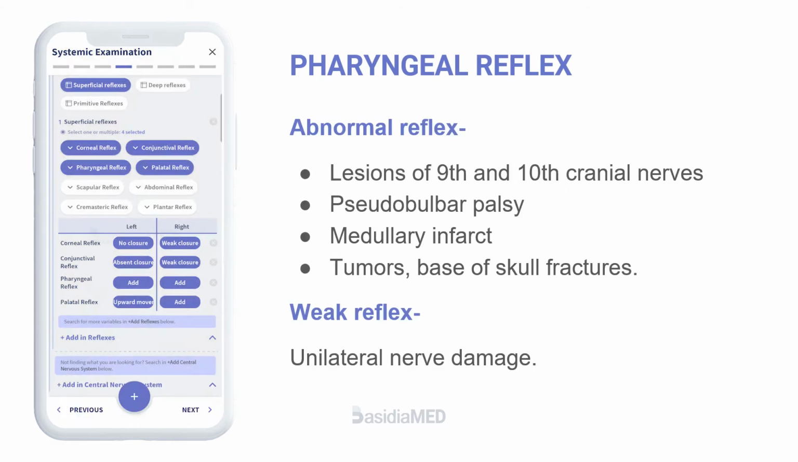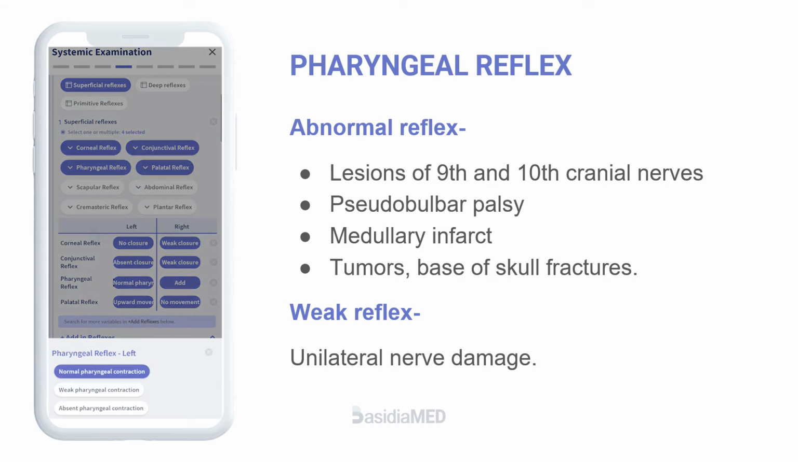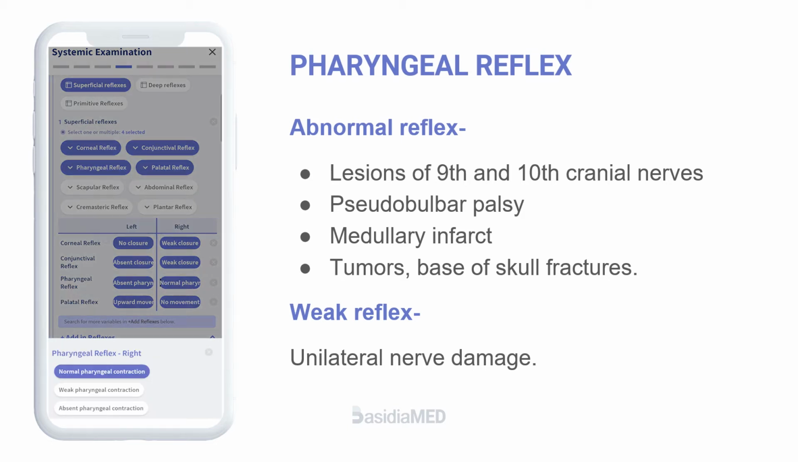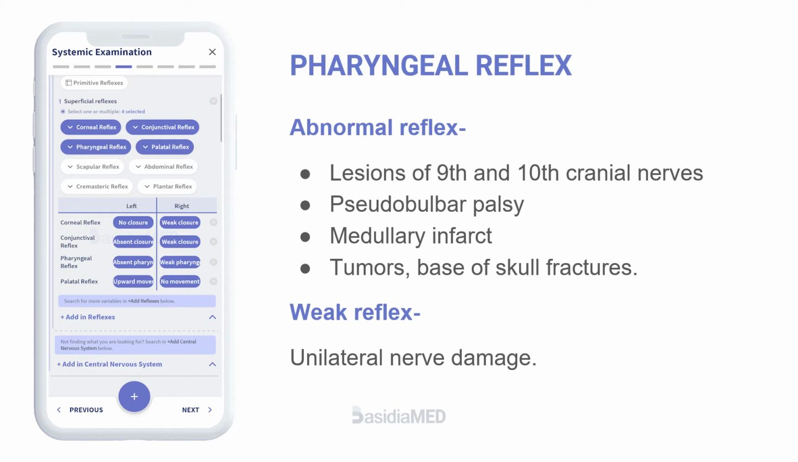It is depressed in lesions of 9th and 10th cranial nerves, such as pseudobulbar palsy, medullary infarct, and bihemispheric supranuclear infarct, and unilateral lesions, such as tumors, base of skull fractures, and carotid body tumors. Weaker reflexes are noticed in unilateral nerve damage, smaller infarcts, and early stages of edema and inflammation.